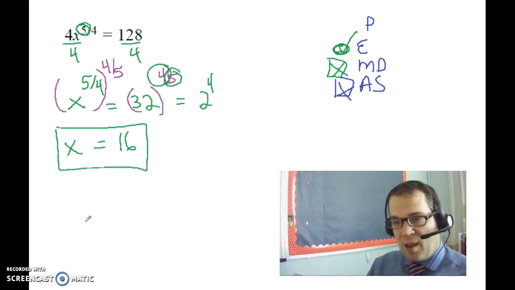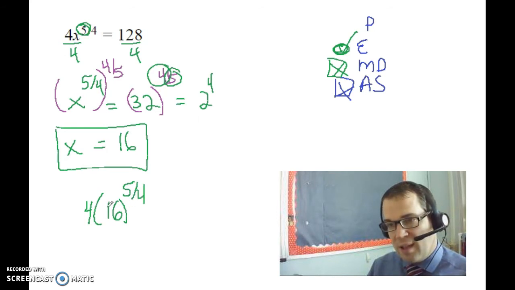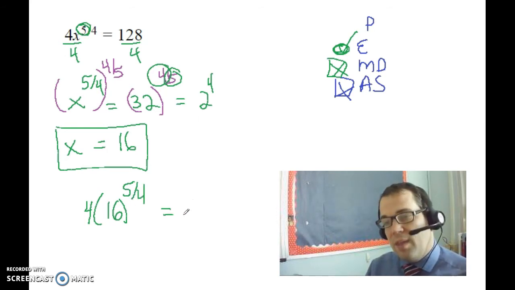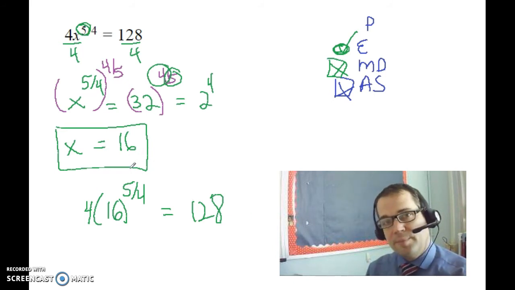If I wanted to check my work, I can bust the old calculator out and take 16 to the 5/4. If I type it in my calculator exactly this way, it will tell me that it equals 128, which means this is the correct answer.